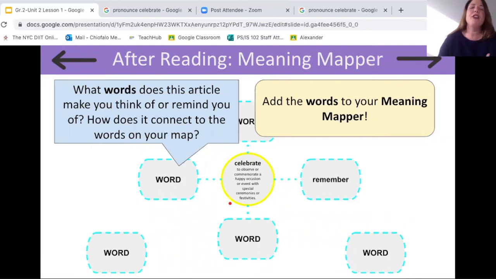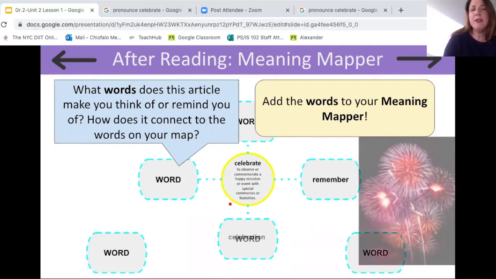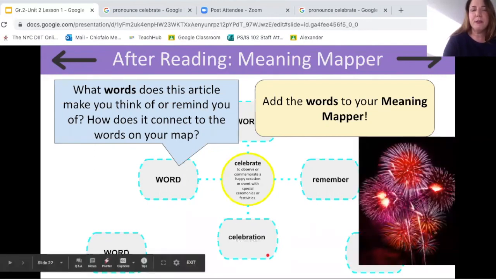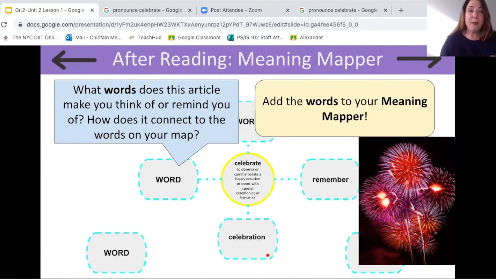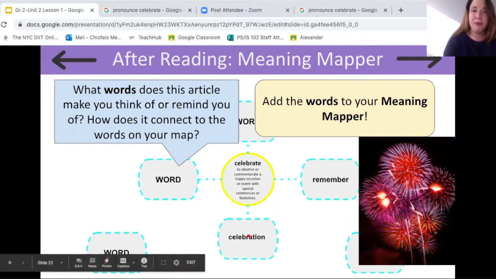As I was thinking about the article that we just read and the word celebrate, our focus word for this week, a word that came to my mind was the word celebration. And many times when we celebrate a holiday or a birthday, we have some type of big celebration. Like sometimes on Independence Day, for instance, here in the United States of America, we have a celebration with fireworks. And celebration has the root word celebrate inside of this longer word, where we just changed the ending of the word from celebrate to celebration.